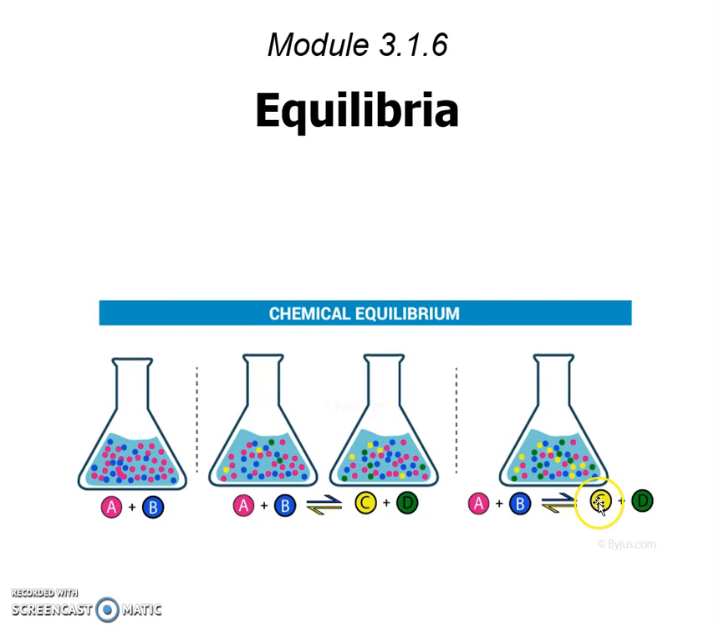Now it could be that there is an equal distribution of A and B to C and D, as it looks to be here, or it could be that you've got more products, which looks to be the situation in this case. What we are going to look at here is how do we get there, and how can we affect the position of the equilibrium.